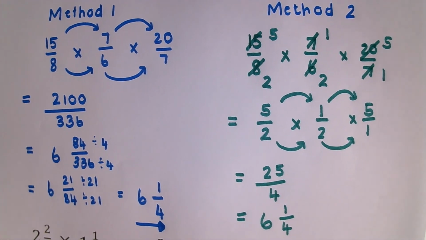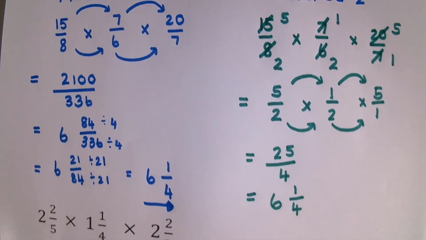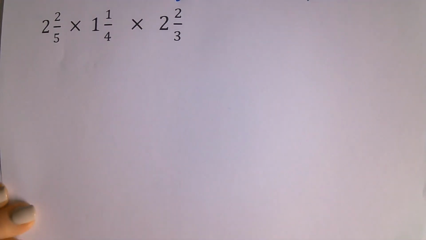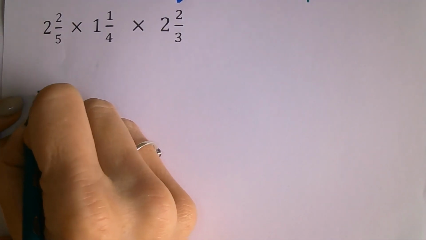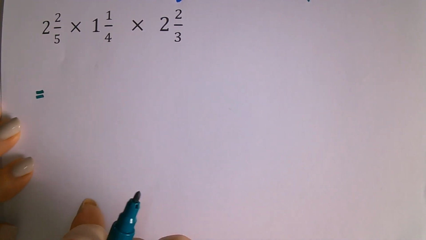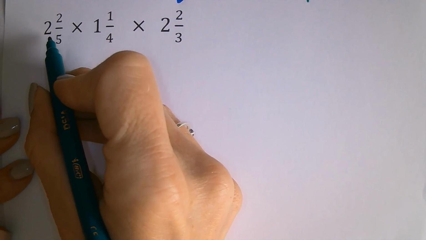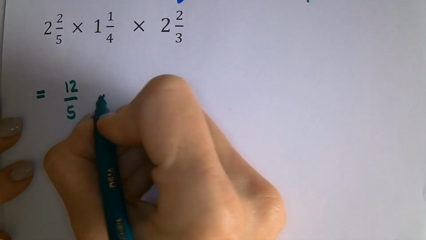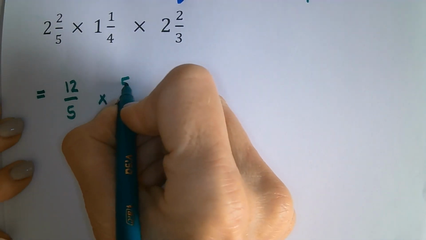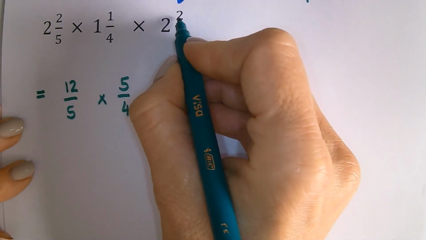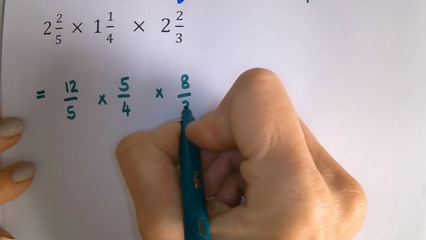And because method 2 is so much easier, I'm going to do the next one with method 2 as well, so that you get the hang of it. So we're going to make these improper. Okay, big keyword for multiplication is improper. 5 times 2 is 10, plus 2 is 12 over 5. 4 times 1 is 4, plus 1 is 5 over 4. And we've got 3 times 2 is 6, plus 2, and we've got 8 over 3.